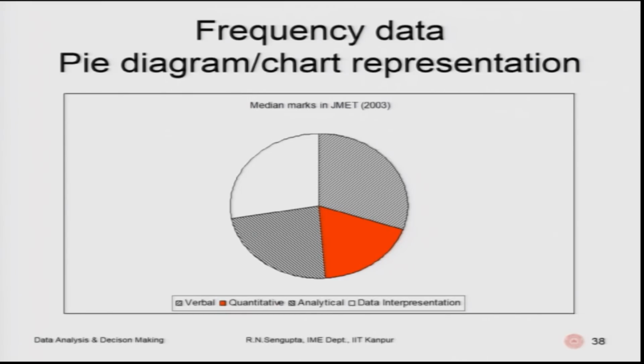It was verbal, which is slanted from top right to bottom left, quantitative is red in color, analytic is slanted from left top to right bottom, and the data representation is done using the white one. The data interpretation is definitely more than 1/4 of the total pie, which is 360 degrees. So each sector is 90 degrees, and it is more than 90 degrees for the data interpretation part.